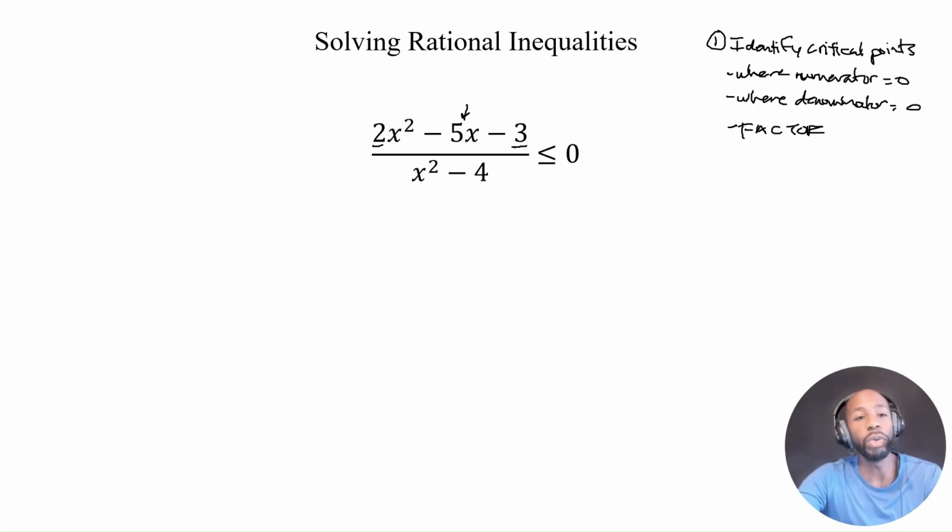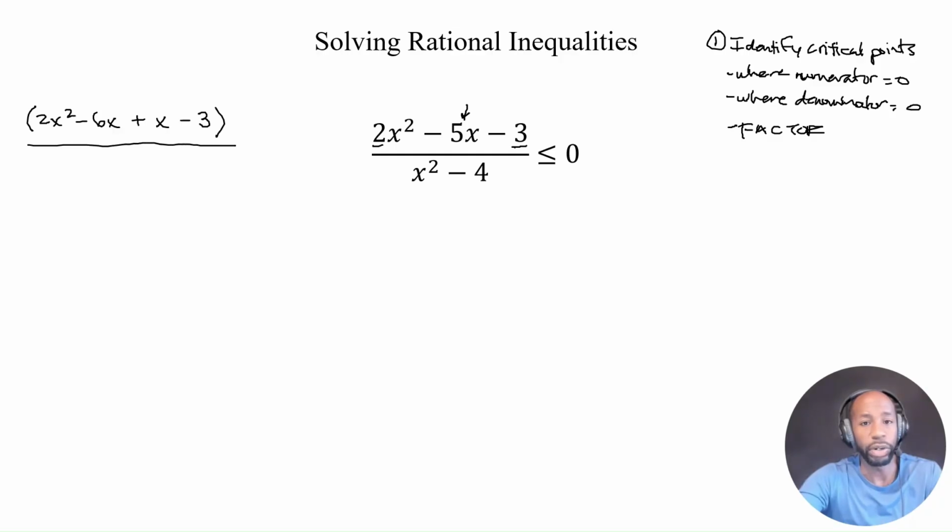So what I'm going to do with that information this time is use it in this manner. So 2x squared minus 6x plus x minus 3. So I'll split up negative 5x into negative 6x and positive x. Same deal, right? And that's going to be over x squared minus 4, which you see that's the difference of squares. That's just x plus 2, x minus 2.